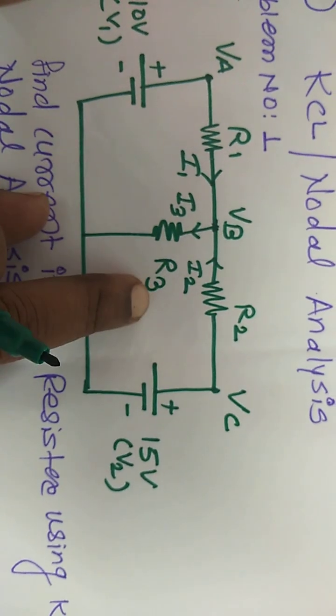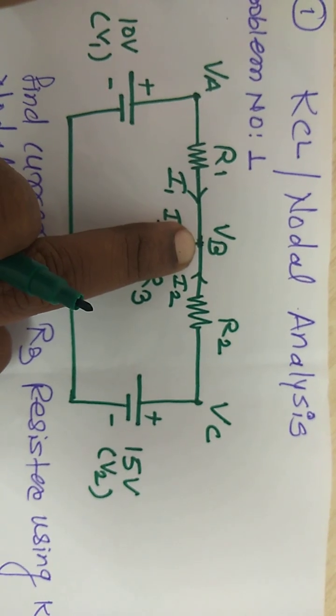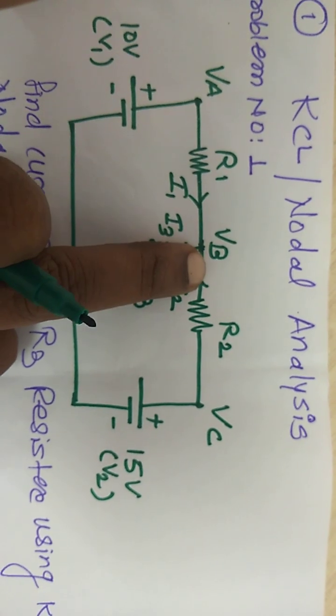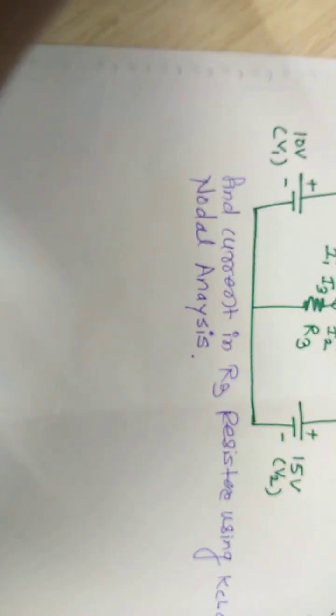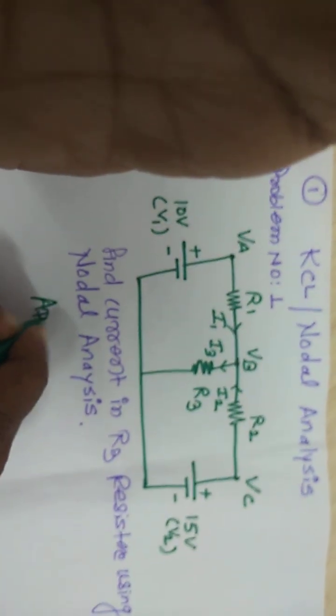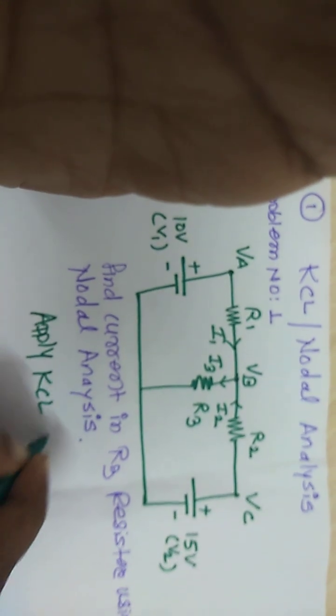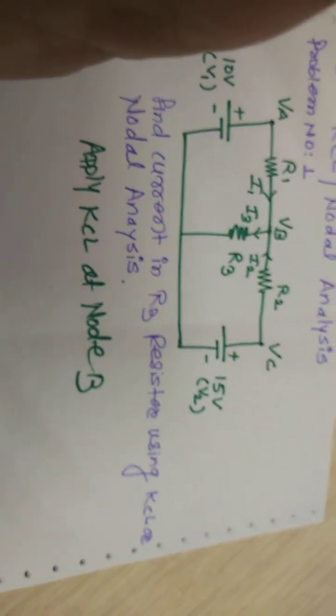Now as per the given problem, to find out the current in R3 we are going to concentrate on this particular node B, and the voltage across node B is VB. So firstly, let us see how to solve this problem. Okay, so firstly apply KCL at node B. Means we are going to apply the Kirchhoff current law at node B.